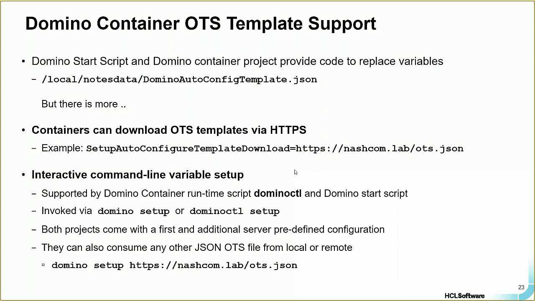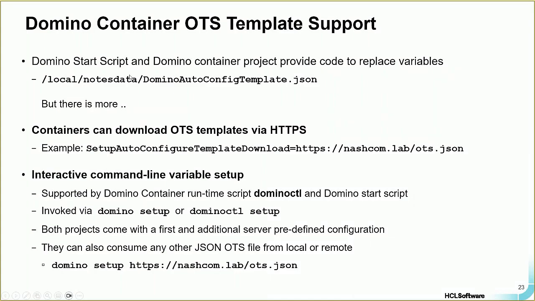But here you see really it needs to be put into a specific place. Currently, it's local nodes data, Domino autoconfig template JSON, and then the Domino Linux server with my start script will automatically pick it up and replace the environment variables, right? So in the container world, you can say setup autoconfig template download. So it would download it, for example, from my server, right?